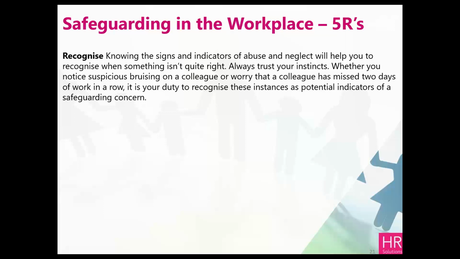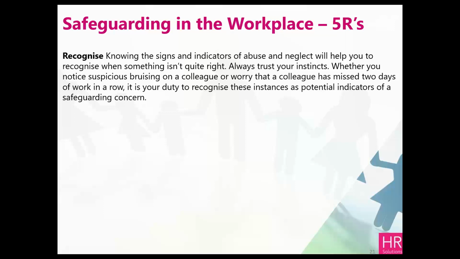So recognise. Knowing the signs and indicators of abuse and neglect will help you to recognise when something isn't quite right. Always trust your instincts, whether you notice suspicious bruising on a colleague or worry that a colleague has missed a few days of work in a row without any particular reason. It's your duty to recognise these instances as potential indicators of a safeguarding concern. What I don't want everybody to do is to think, so-and-so was off for a couple of days last week, there must be a safeguarding issue there. They're obviously having problems at home and there's domestic abuse going on. That's just what we don't want to happen.